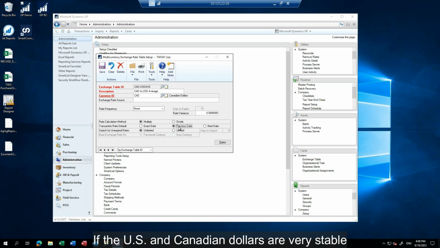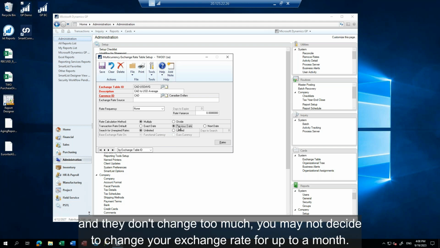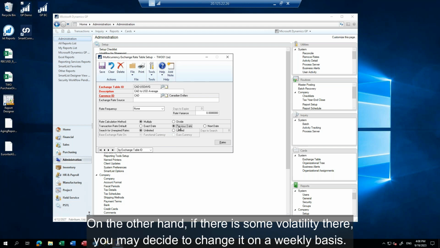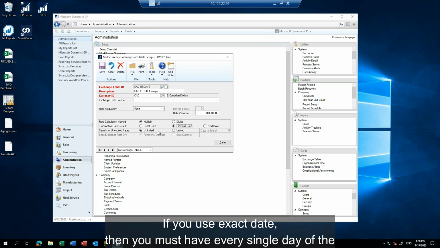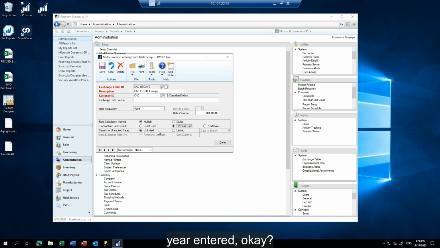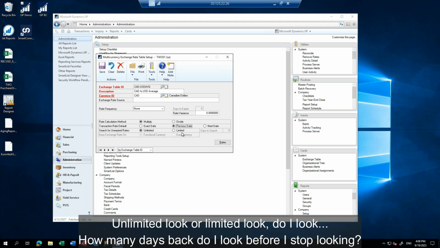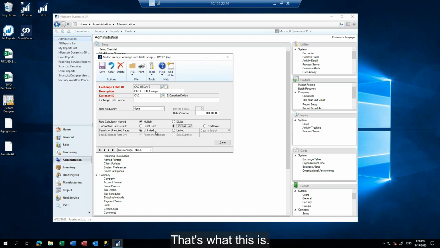If the US and Canadian dollars are very stable and they don't change too much, you may not decide to change your exchange rate for up to a month. On the other hand, if there is some volatility there, you may decide to change it on a weekly basis. So we use previous date. If you use exact date, then you must have every single day of the year entered, okay? Unlimited look or limited look. Do I look how many days back do I look before I stop looking? That's what this is. And then we click on the rates.